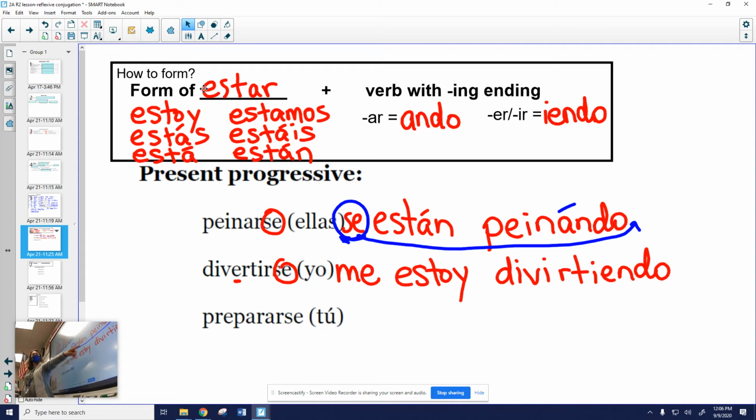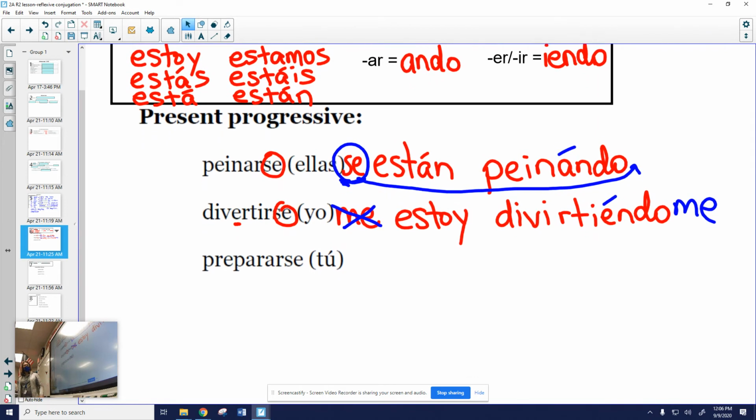So we could say me estoy divirtiendo, or to a lot of native Spanish speakers, it sounds a little more natural to say estoy divirtiéndome with an accent mark on the E. Either one is correct, but native speakers tend to use the second one, estoy divirtiéndome. I'm not sure why. Last one, prepararse, forma tú. Take a stab at it on your own. I've been talking at you for a long time. Try it out. Use these as an example. Write it both ways. I'll give you about 30 seconds, and then we'll check our work.